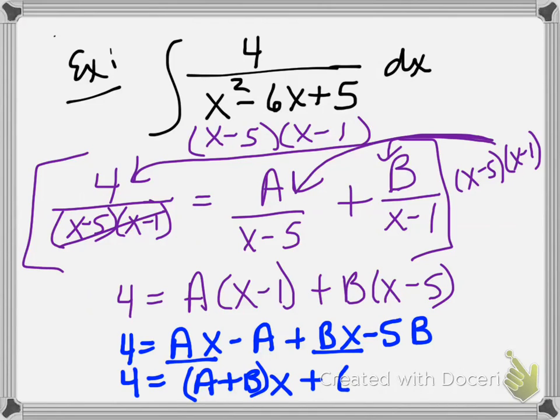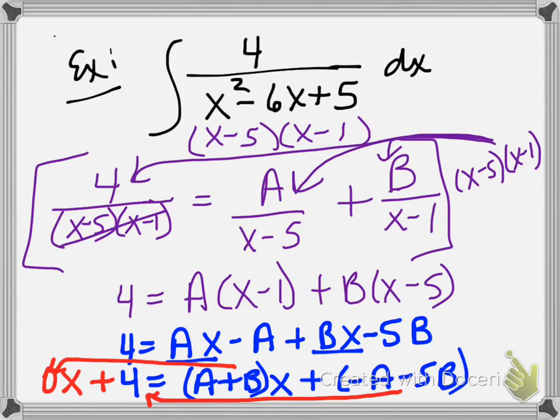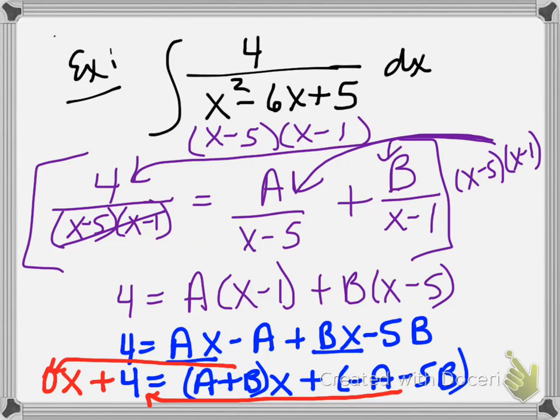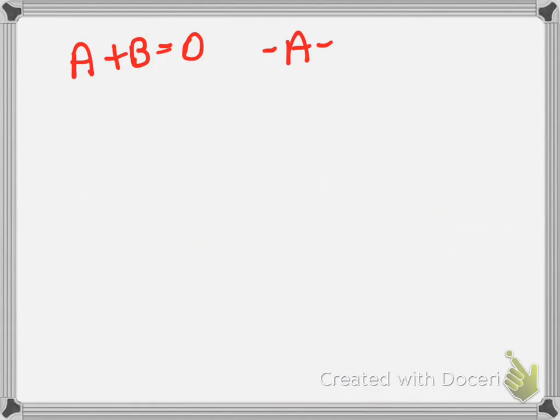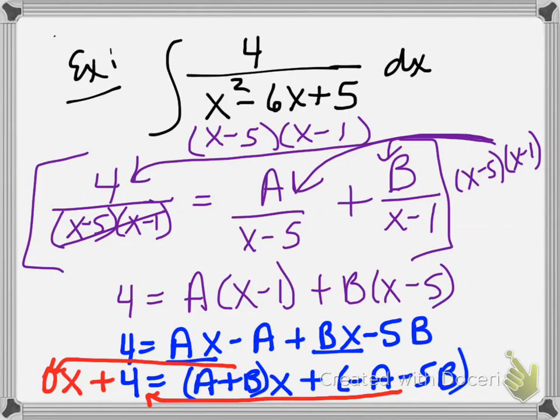Then I'm going to have negative a minus 5b, and I can immediately look and see what these will be equal to. On the left side there is not an x, so we're just going to write it so we can see what it would look like. It would have to be 0x, so a plus b has to be 0. And negative a minus 5b has to be 4. So I'm going to write a plus b equals 0. And I'm going to write negative a minus 5b equals 4. I'm going to double check myself, make sure I got everything right.